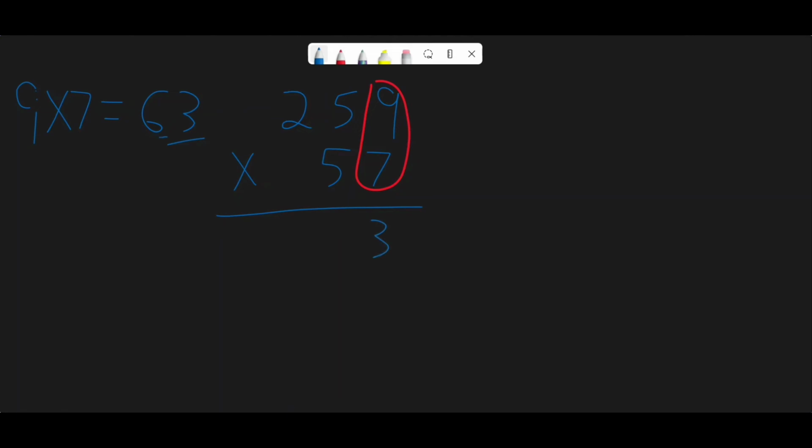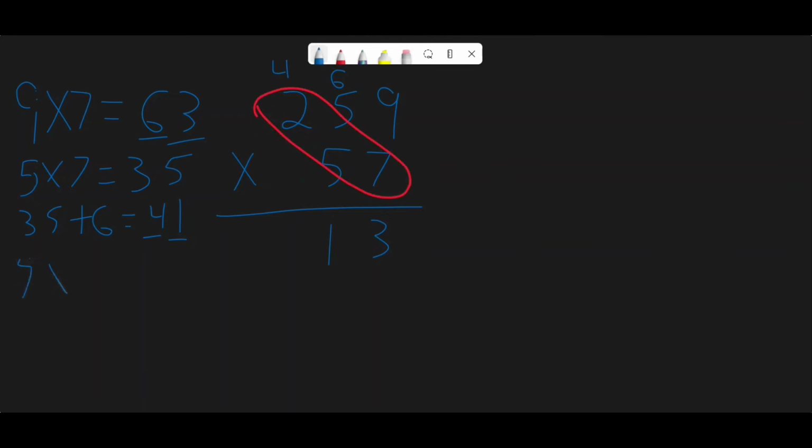The 3 is down here, and the 6 goes up here. Then we're going to move on to the next one. We have 5 times 7, which equals 35. So now we're going to take the 35 plus that 6, which equals 41. So now the 1 is right here, and the 4 goes up there. So now we're going to take the 7, multiply that by the 2. So 7 times 2 equals 14. We're going to add the 4 for a total of 18. So our top number, 1,813. So because of the 7, so 0.